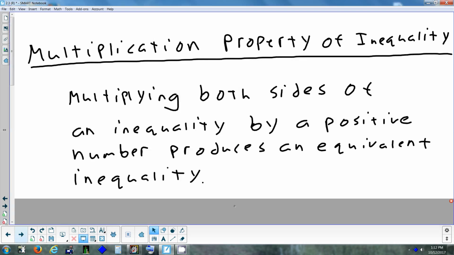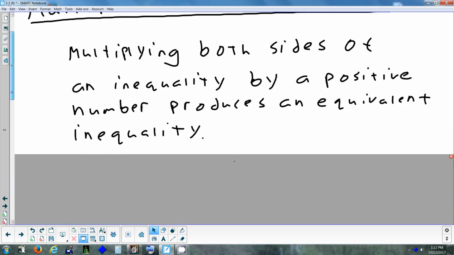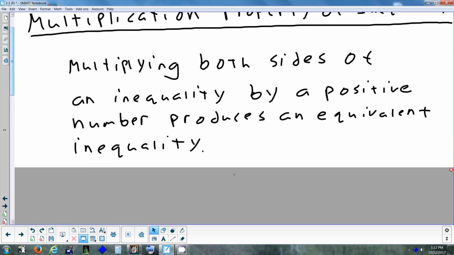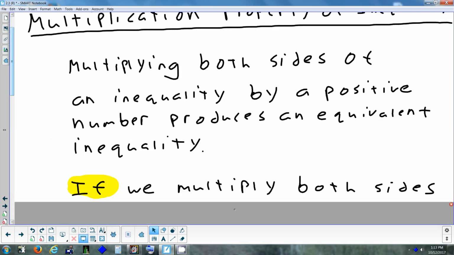All right. So on your guided notes, there's a spot where it says multiplication property of inequality. I'm going to write the if part instead, so you guys have to write in the if part. Multiplying both sides of an inequality by a positive number is okay. You get a true statement.